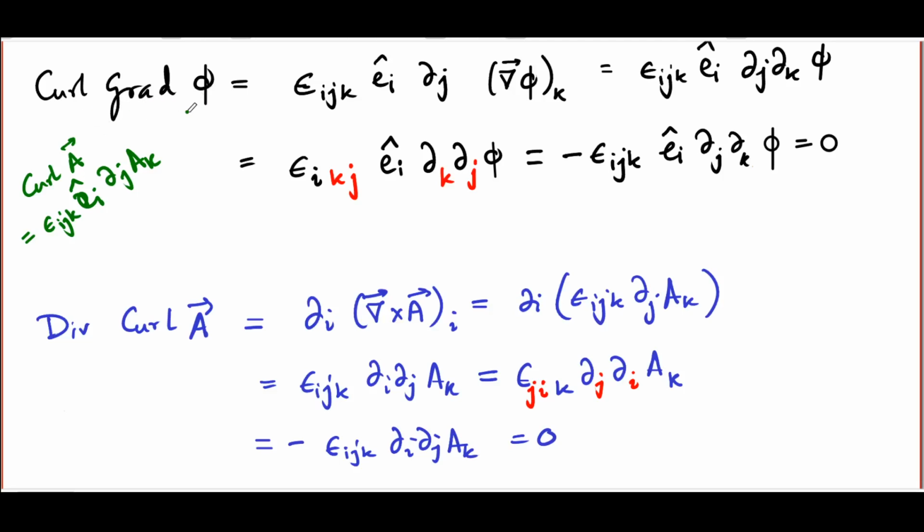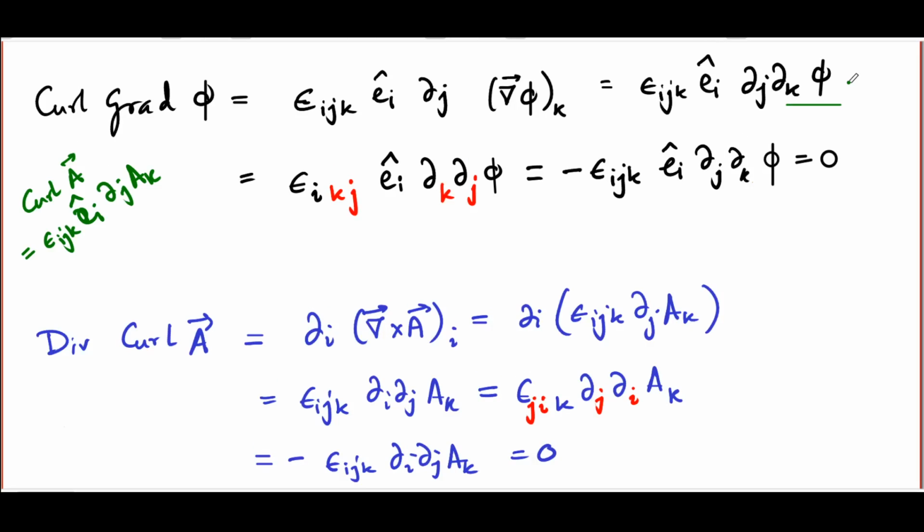Curl of grad phi is going to be epsilon_ijk e_i del_j, grad phi's kth component. But grad phi's kth component is of course del_k phi. So this is what you get: epsilon_ijk e_i del_j del_k phi. This of course is a mixed partial derivative, repeated derivative done on phi.